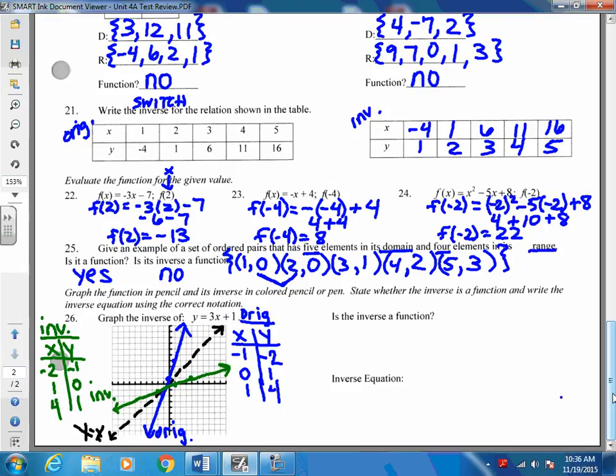So now the next piece is: is the inverse a function? So is that line you just drew with the inverse values, is it a function? And the answer to that would be yes. It passes that vertical line test. So we're good on that one.